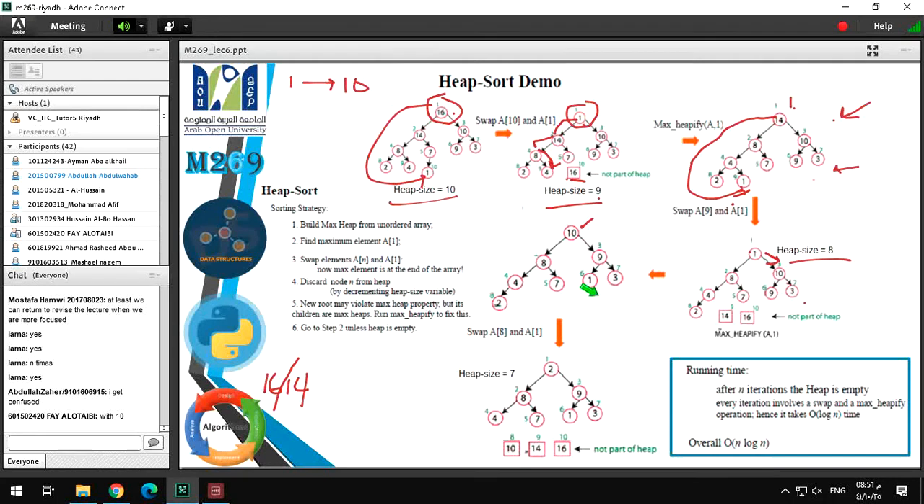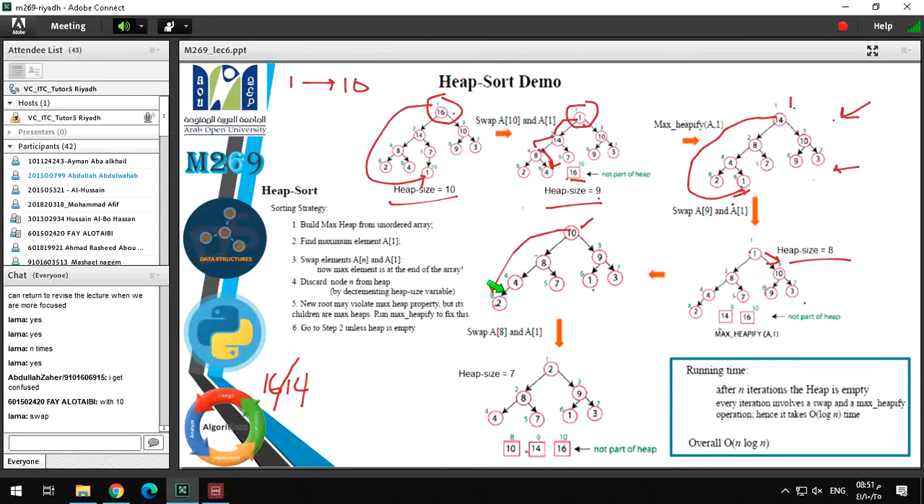Max-heapify. Of course, we do what? Swap first. 10 with 8, because the maximum is 8. So 10 will be here, 2 will be up, take out 10 from the heap. So 16, 14, 10. Now 2 is up, max-heapify.